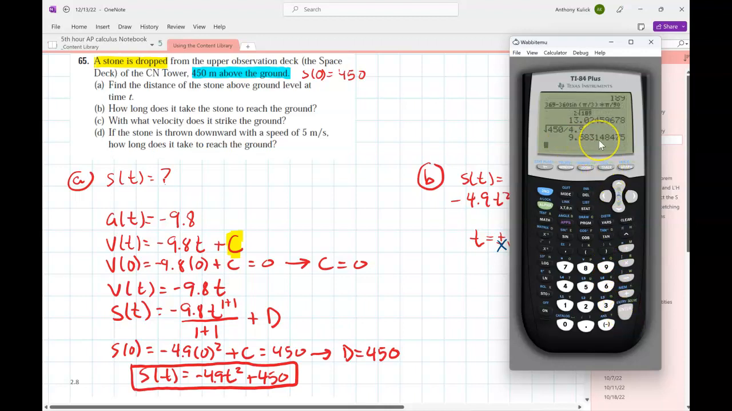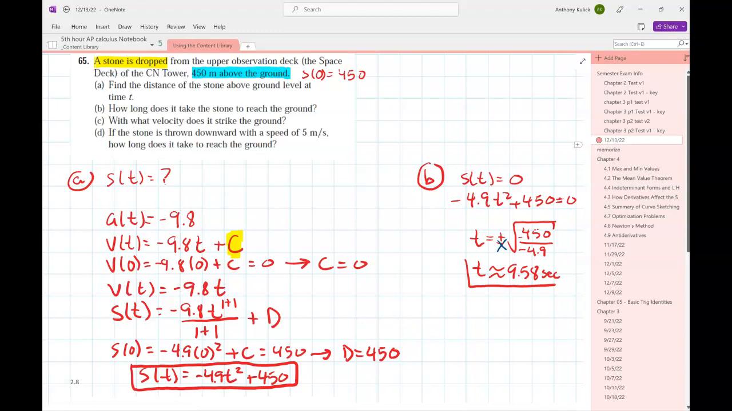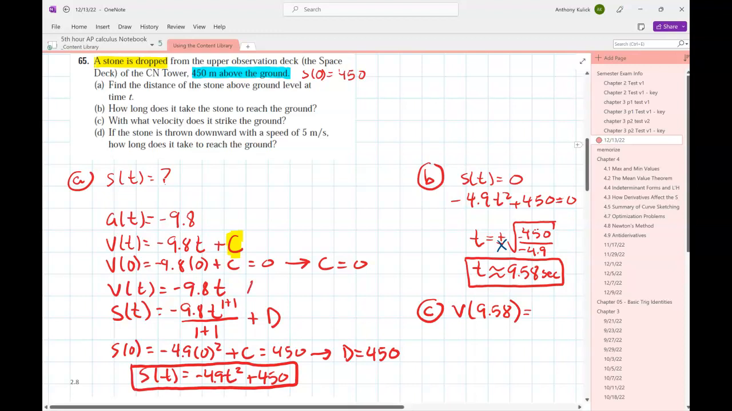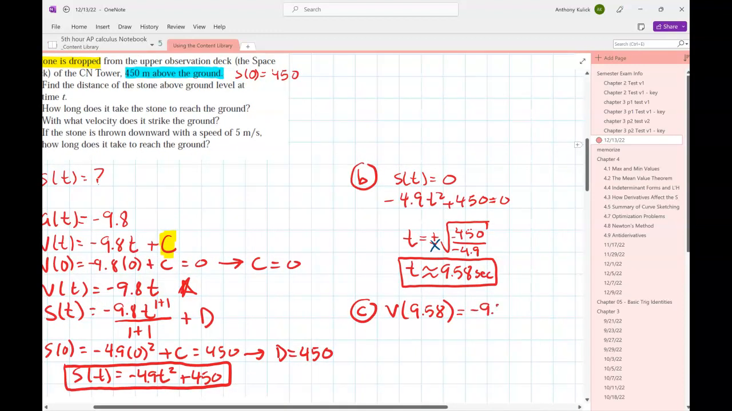So I get about 9.58 seconds. And then part C asks, with what velocity does it strike the ground? Well, I know how long it's going to take, 9.58 seconds to reach the ground. So I just want the velocity at that time. So I'm just going to be using my velocity equation.